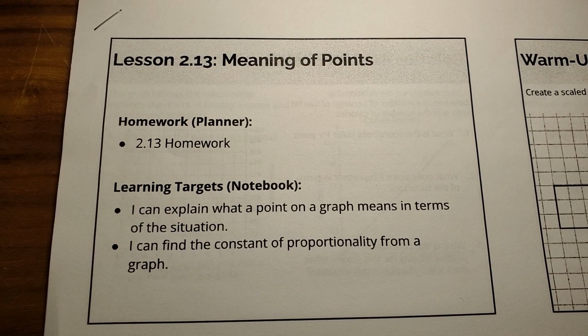So today's lesson is 2.13, meaning of points. Our homework is 2.13 homework. Don't forget to write that in your planner. And our learning targets today are: I can explain what a point on a graph means in terms of the situation, and I can find the constant of proportionality from a graph. Go ahead, pause here, get everything written down, learning targets in your notebook and homework in your planner, and come back to me once you're ready.